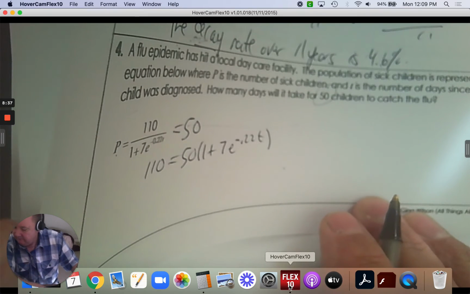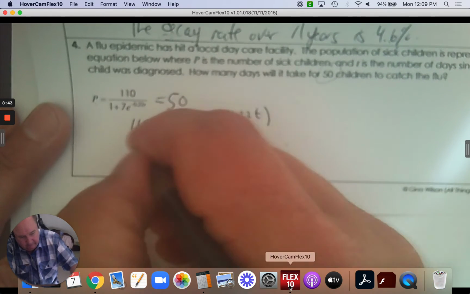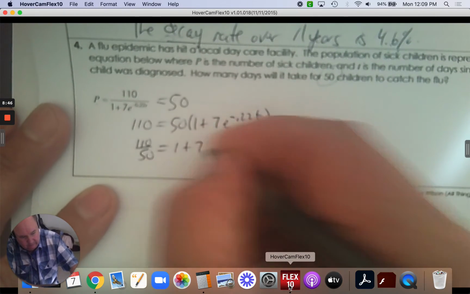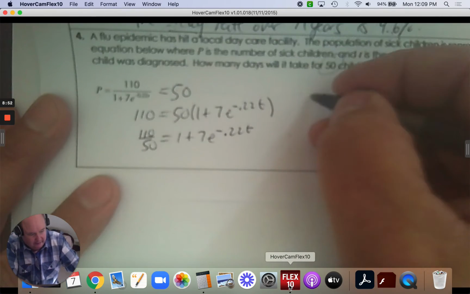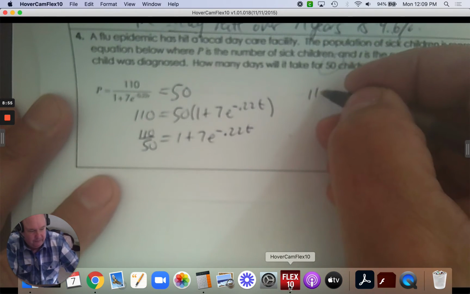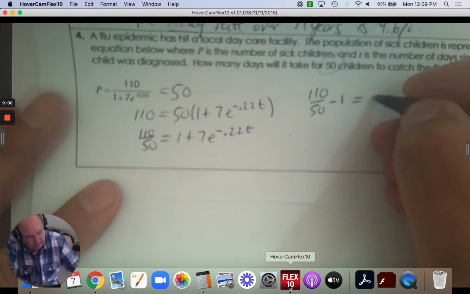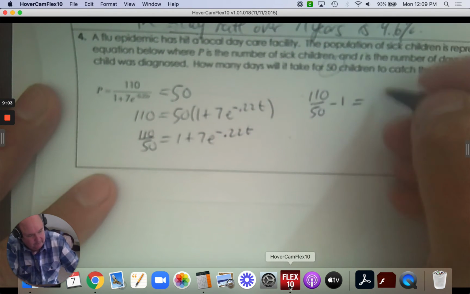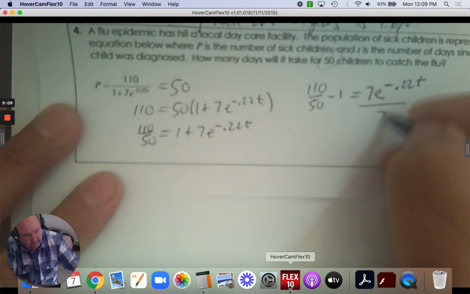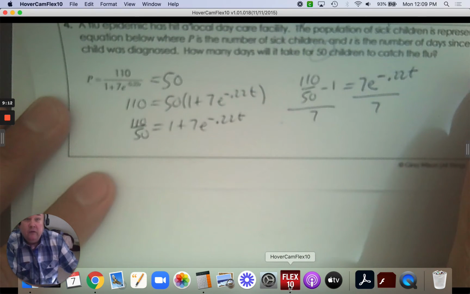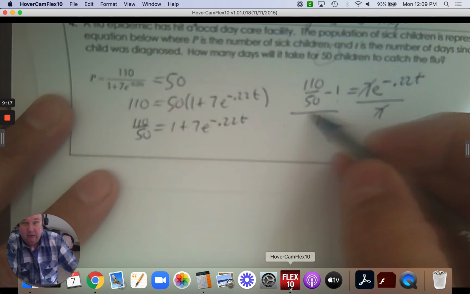Next, to get t by itself, we're going to divide by 50. Next, we're going to subtract 1. So 110 divided by 50, subtract 1. Next, we're going to divide that by 7. Notice I'm not even bothering to simplify it. So 110 divided by 50, subtract 1, divide by 7.